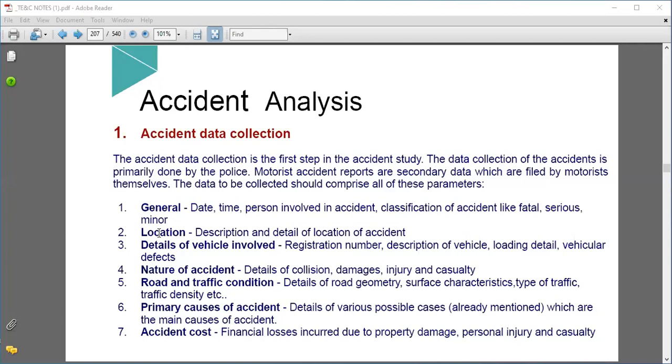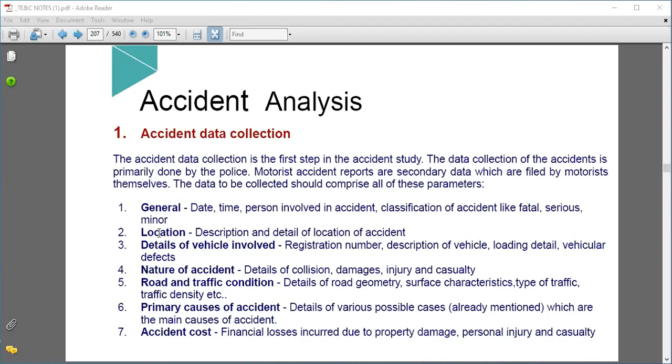After that, the nature of the accident, that point is very important. How did these two vehicles collide with each other, what type of damages occurred to the vehicles, and the injuries and casualties of the persons, the driver and the people who were sitting in the vehicle.